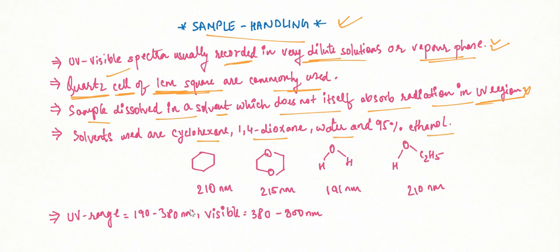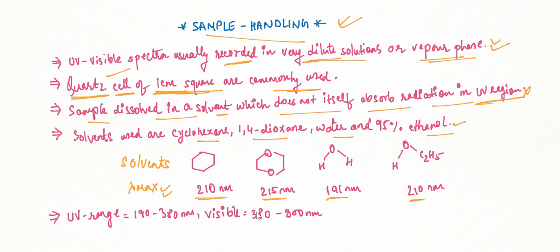So basically, we see the lambda max of all these species over here. These are our solvents, and these are the lambda max values. As we see over here, cyclohexane has UV absorption at 210 nanometer, 1,4-dioxane at 215 nanometer, water at 191 nanometer, and ethanol at 210 nanometer.